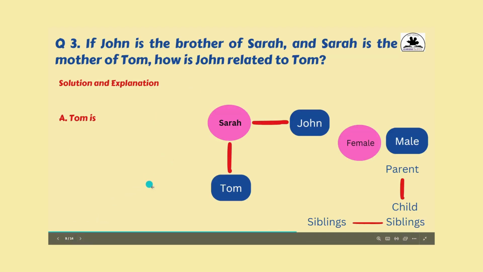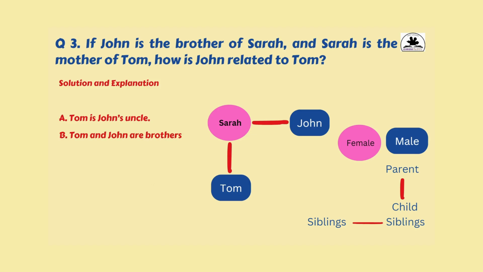So in this question, there are 3 people: John, Sarah and Tom. Sarah being a common point between John and Tom, let's write it in the center. Then Sarah is the mother of Tom. So as it is one generation down, we can write Tom here below Sarah, and Sarah and John are siblings. That is, John is the brother of Sarah. So Sarah and John are siblings. That means they belong to the same generation, so they are written horizontally.